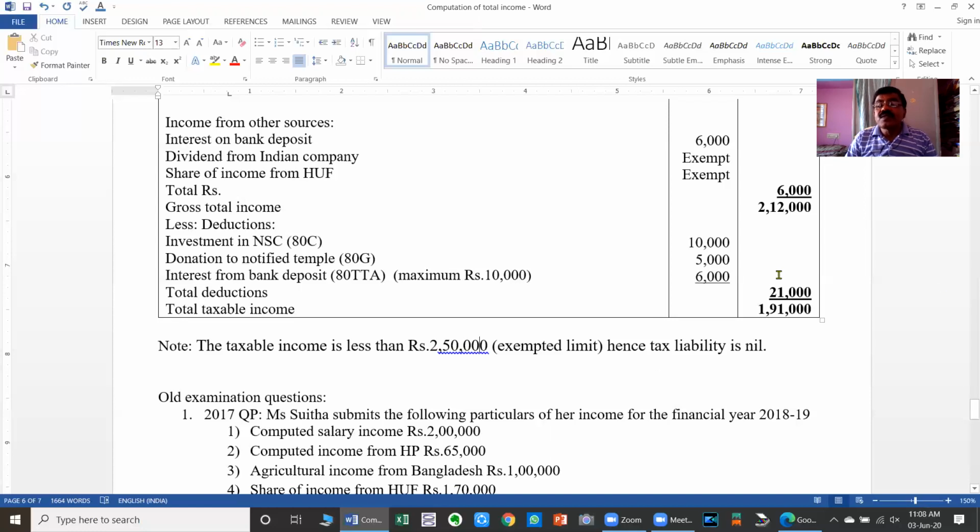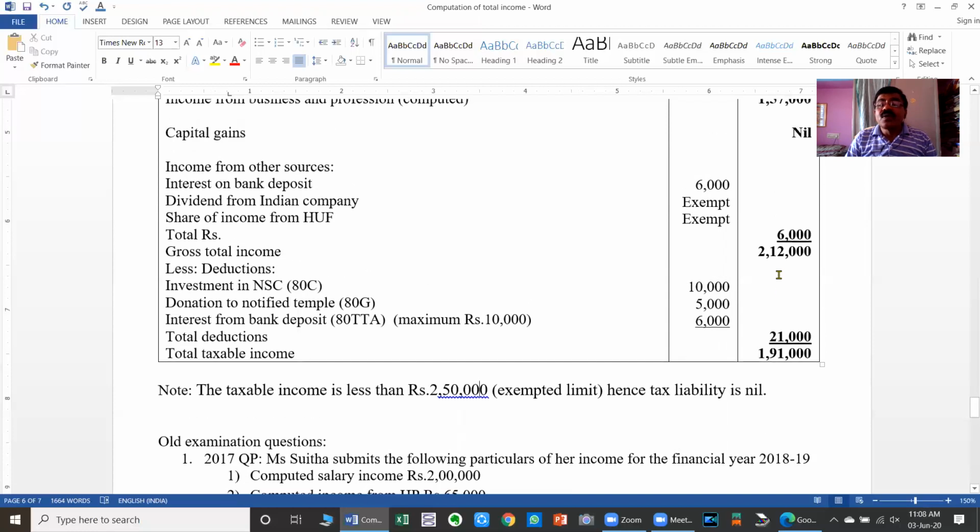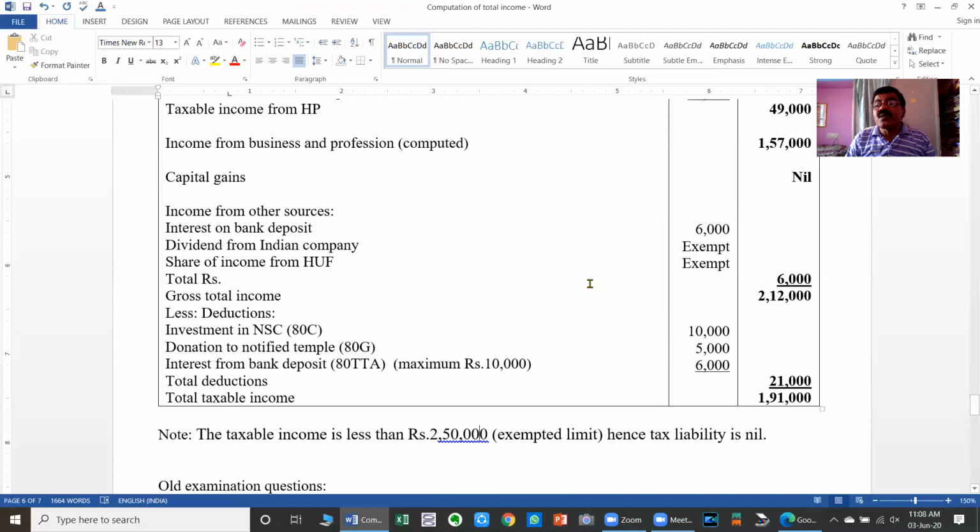Okay, dear students, this is the way of computation of gross total income, taxable income or total income, and then the tax liability of the assessee. It includes step number 1, calculation of gross total income, step number 2, calculation of total taxable income, and then step number 3, computation of the tax liability. So you have to practice the problems given on this.